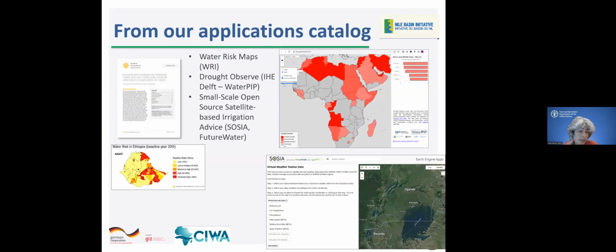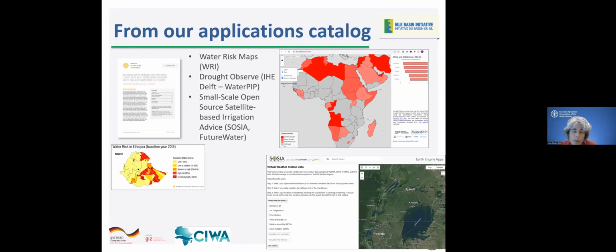And I'll just mention that we have an applications catalog where we try to collect data and examples of how other partners, third parties, are using our data. So things that we have not contributed to, but we just like to show how the data is being used in general in the world. So WRI, for example, used the data to develop their water risk maps in Ethiopia. IHE Delft again used the data for calculating a drought observed.